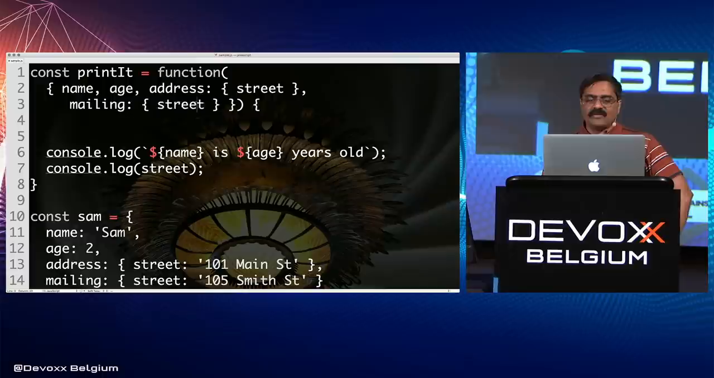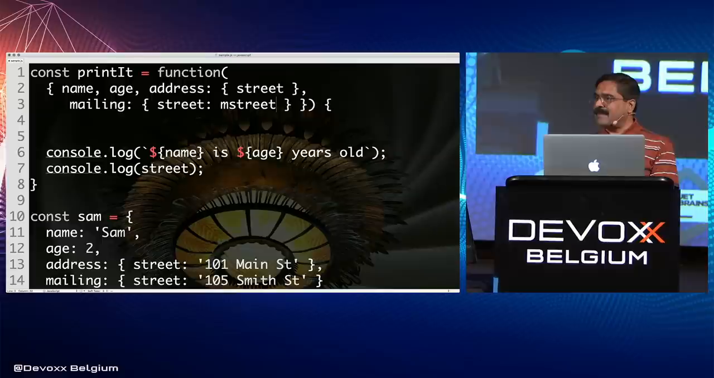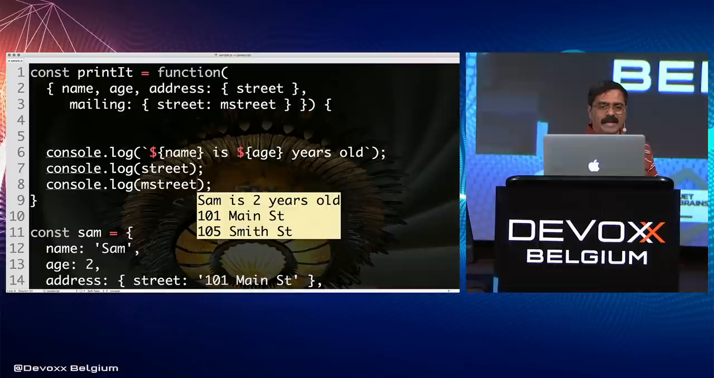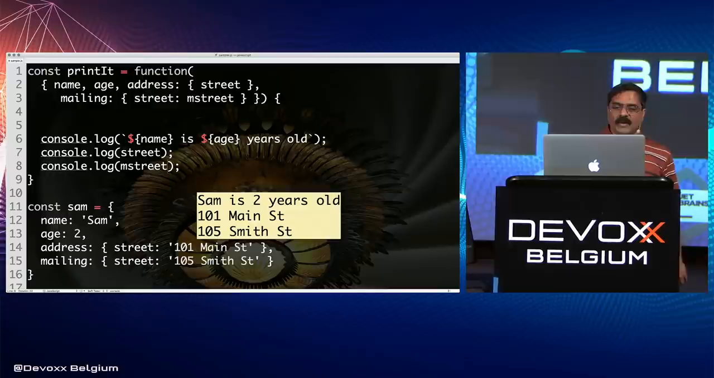So what gives? You say colon, we can say mailing M street, whatever you want to call it, or mailing street. And then, of course, you can come down here, and you can print out M street at this point and get the value one of I Smith Street. So this gives you an idea about how we can extract the content we are interested in without having to really deal with getting the entire object and stripping values out of it.